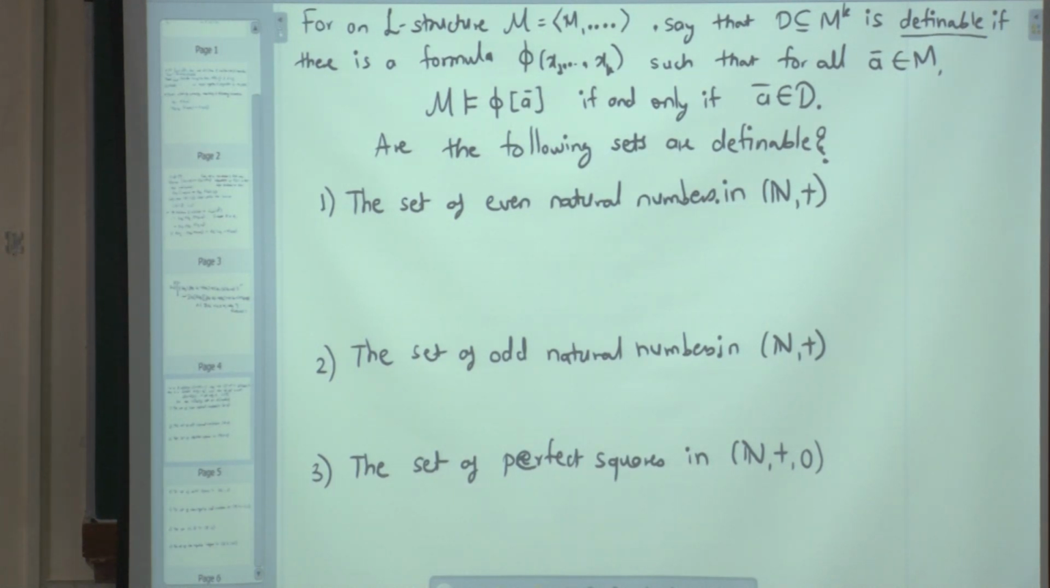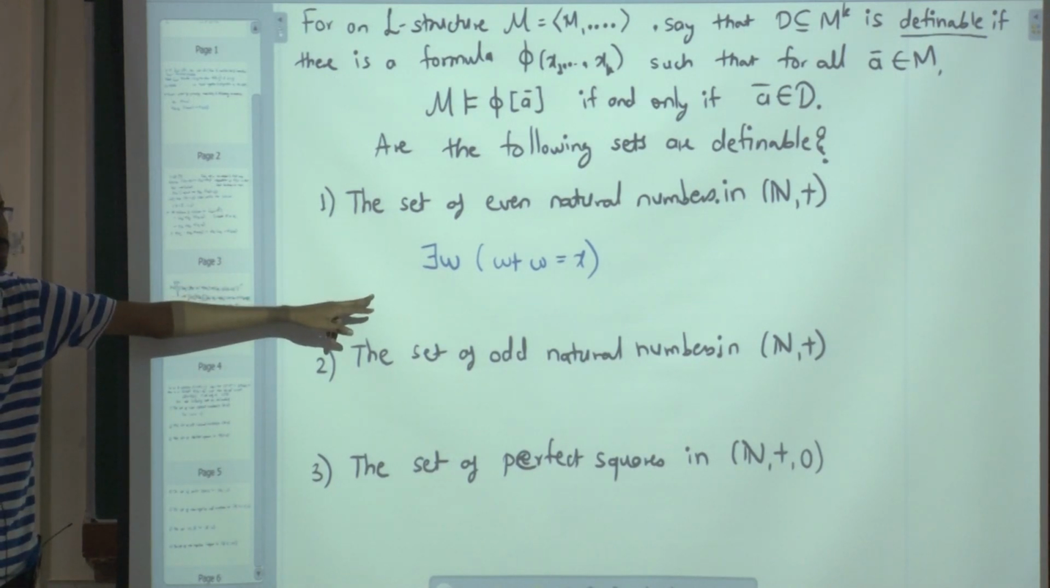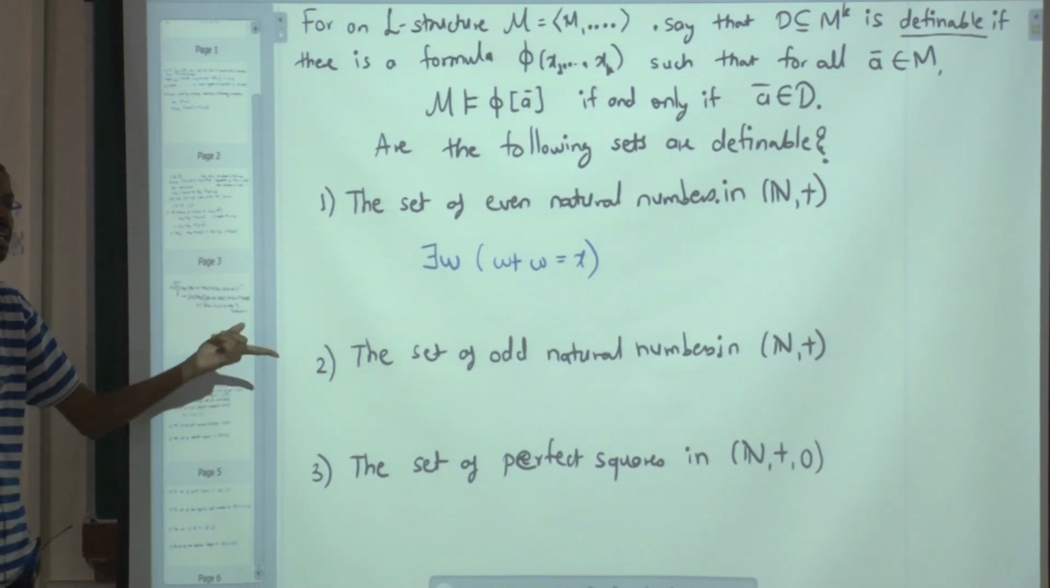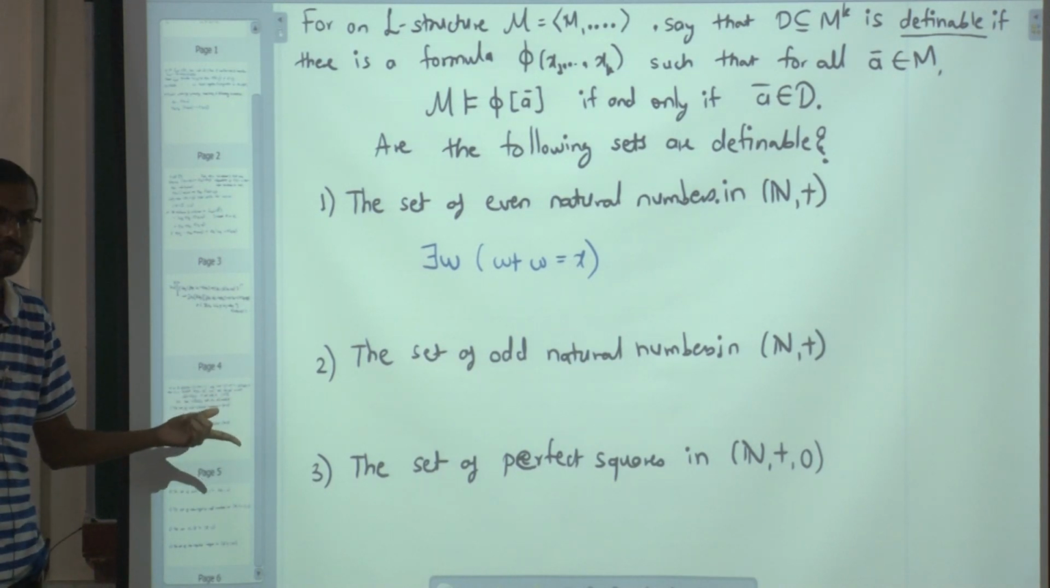There exists a W such that W plus W is equal to x. Now this is a formula in one variable, one free variable. So if I substitute for x an even number, then this formula will be true, and if I substitute an odd number, then the formula will be false.